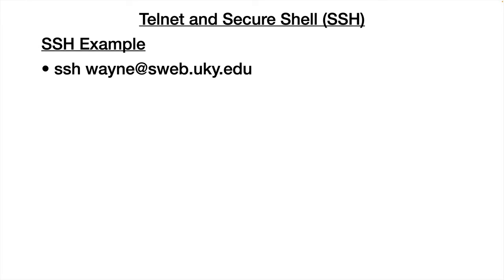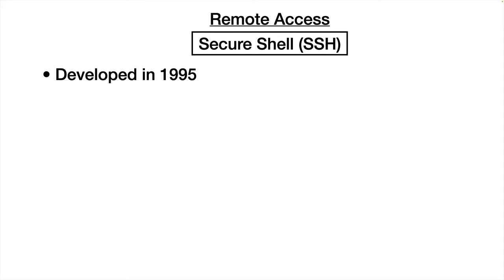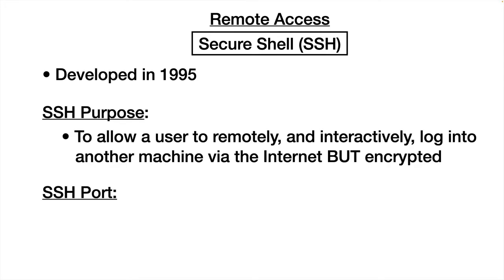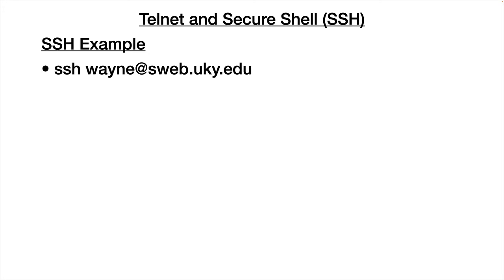An example would be me logging into the student web server at UK. I would type SSH space my user ID, which is Wayne, at the machine name, which is sweb.uky.edu. And then I would have an interactive session. To me, it would just look exactly the same as a Telnet session, but to somebody sniffing the network traffic, they're not going to be able to see that.